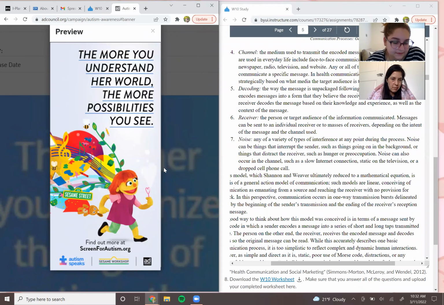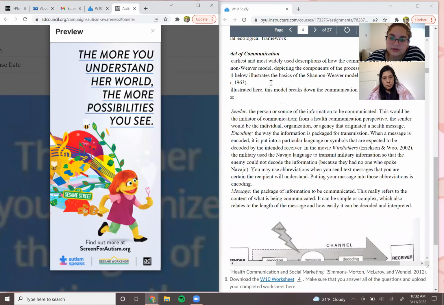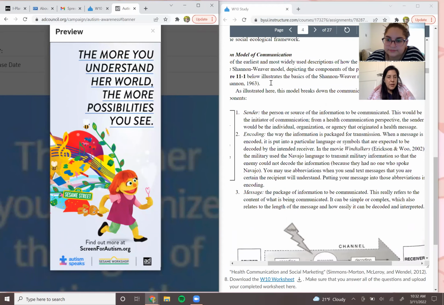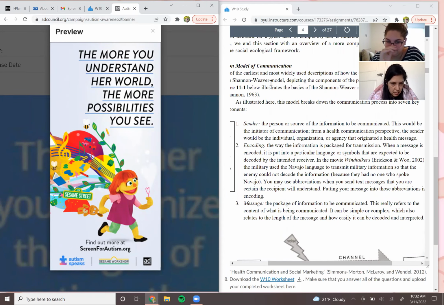This one's cute. It appeals to maybe young parents, because I know autism can start at a really young age. Exactly. So the sender would be Autism Speaks. Yeah, and Sesame Street and autism working together. The encoding would be colorful print, a banner, a poster. That would be the channel, I think. I keep getting those two mixed up. It's okay.